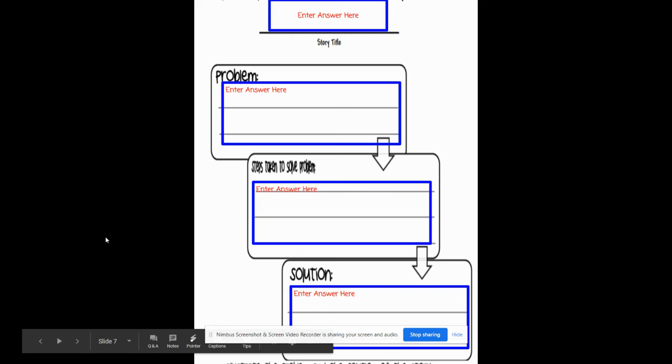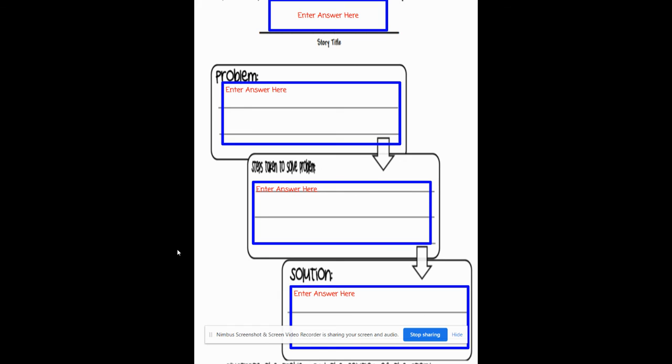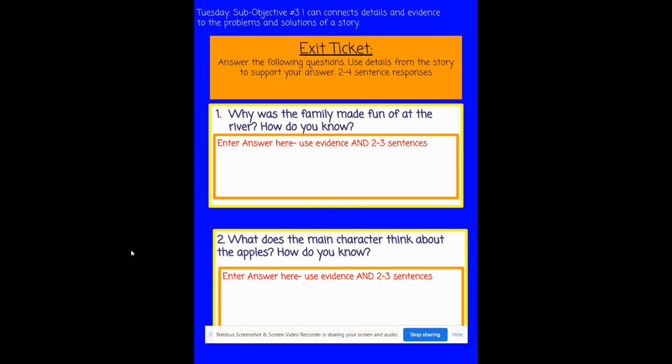You should be filling this out. So on the next page is where you're going to be typing everything out. And then you have an exit ticket.